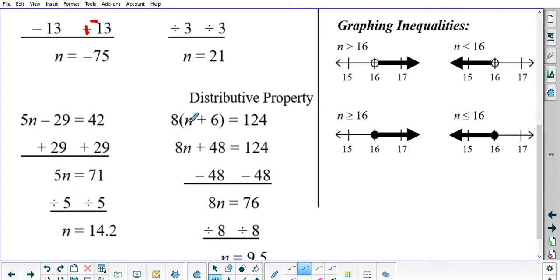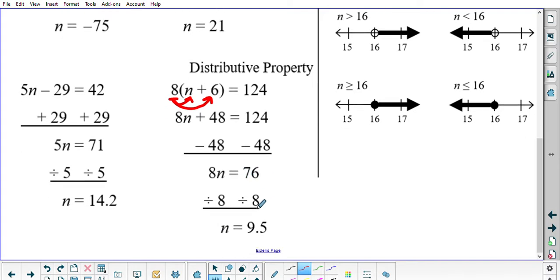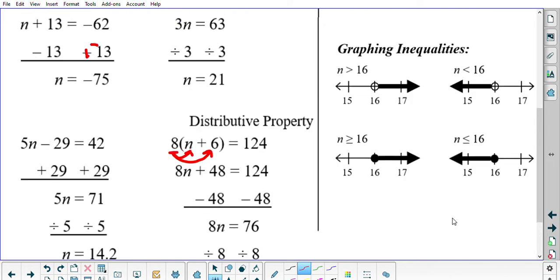Now, the fourth example here, we have a multiplier sitting outside of parentheses. What we will do is we will distribute it to both terms inside of the parentheses. This is the kind of situation where we can use the distributive property. Once we do that, the parentheses are gone. And then we can do our inverse operations in the order of SADMEP, inverse of adding 48, subtracting 48, inverse of multiplying 8, dividing 8. So that's a quick review on inverse operations to solve equations. You can also use those skills to solve algebraic inequalities.